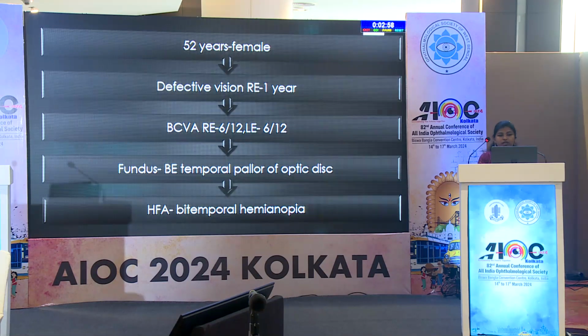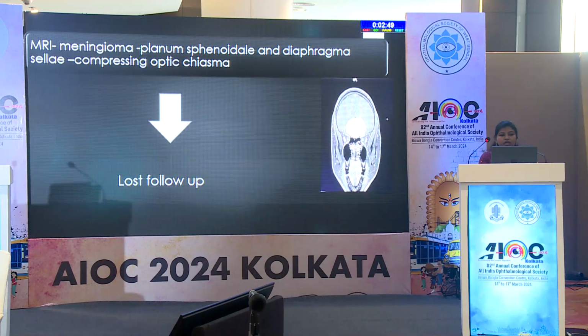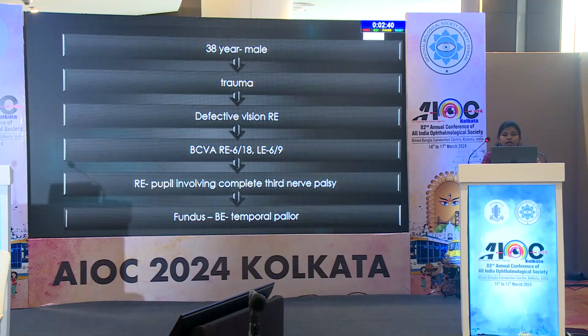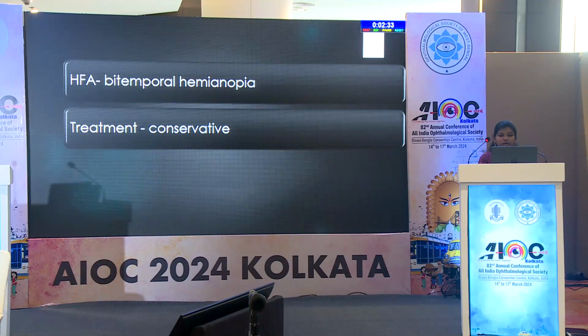A 52-year-old female patient presented with defective vision in the right eye. Vision 6/12 in both eyes. Fundus shows temporal pallor of the optic disc. MRI was suggestive of meningioma involving the planum sphenoidale and diaphragma sellae, compressing the optic chiasma. Unfortunately, we lost the follow-up. A male with prior history of trauma presented with defective vision in the right eye. Right eye shows pupil-involving complete third nerve palsy, and the fundus shows temporal pallor in both eyes. MRI was inconclusive, and we treated conservatively.